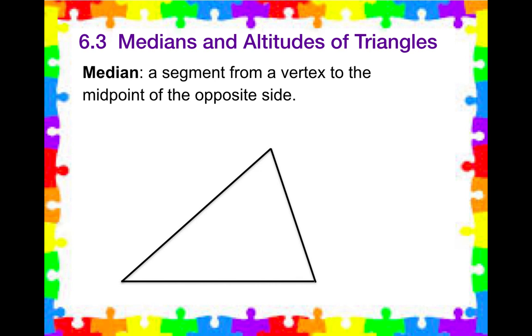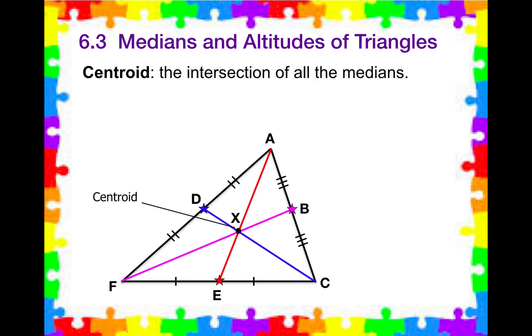So a median is a segment in a triangle from a vertex, one of the vertices, to the midpoint of the opposite side. So let's draw one of them. There's from a vertex to the midpoint of the opposite side. If I do this again for another side, and then yet a third side, you see that they all meet at one place. And this one place that they all meet is a special place. It's called the centroid. It's the intersection of all the medians.